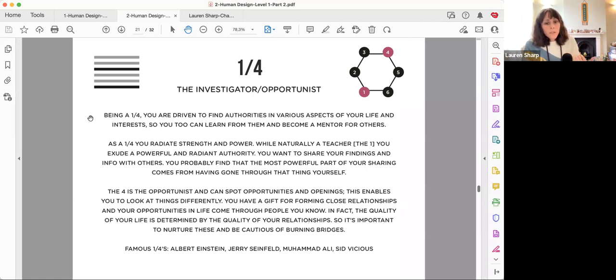Now, the other thing too is that the quality of this 1-4's life is very much determined by the relationships that they have. So it's investigating, being curious, having these relationships and sharing. That's very important for this energy, but not getting too messy. Finding also authorities and aspects of their life that they can learn from. So 1-4 needs mentors.